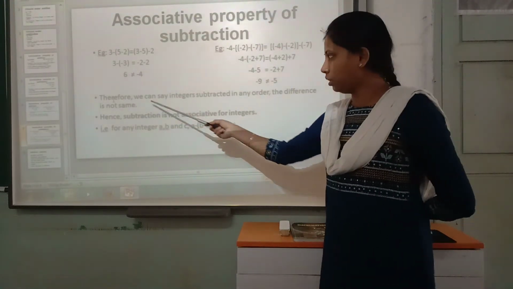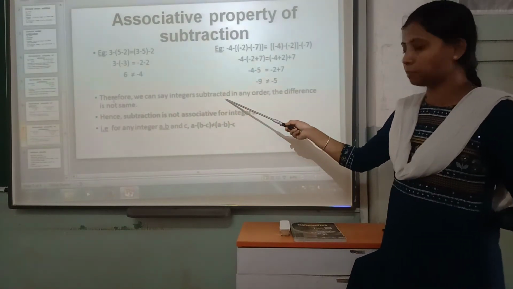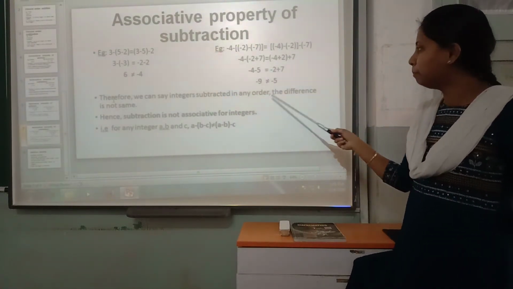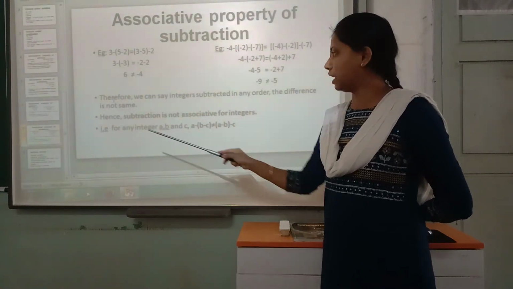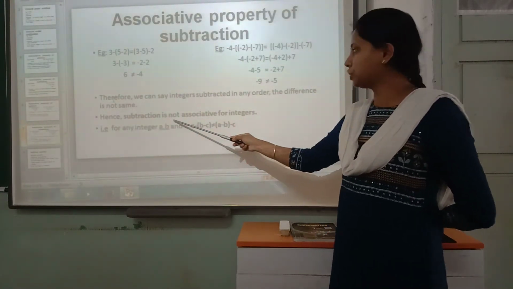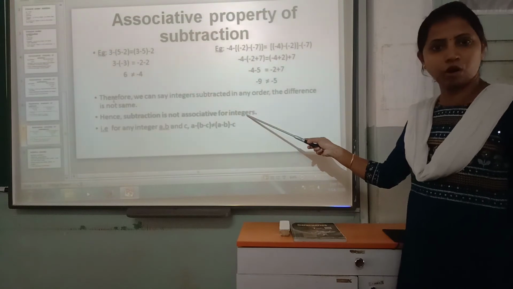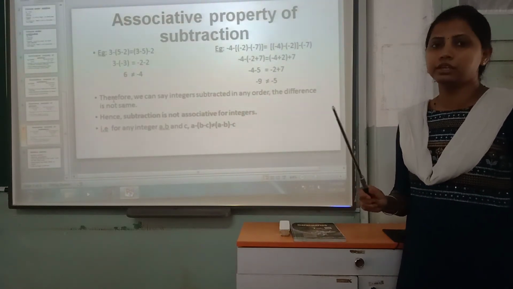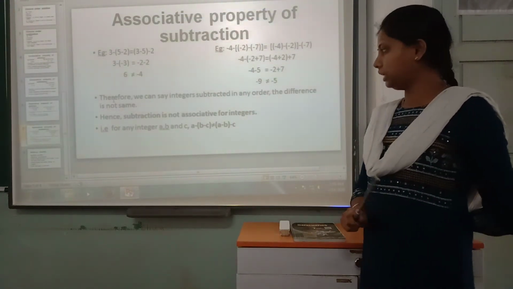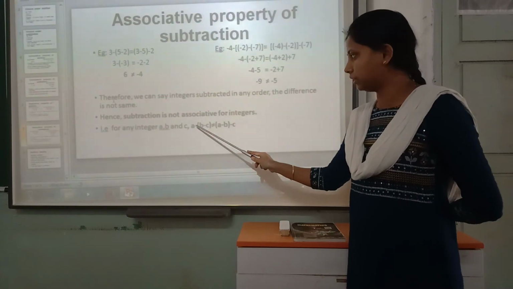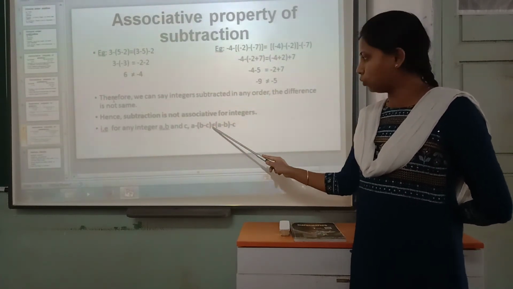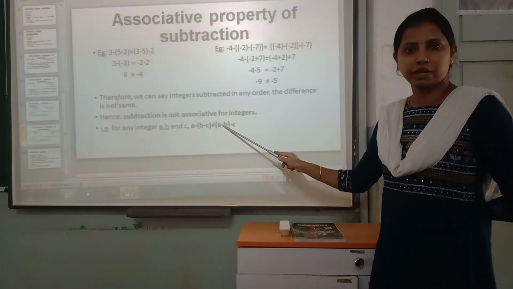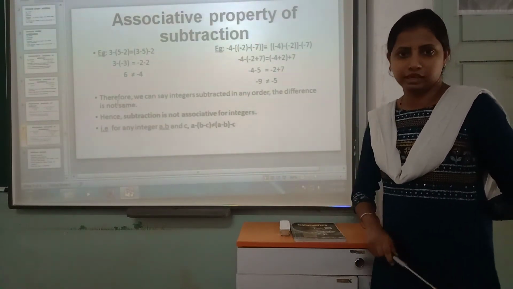So therefore, we can say that when integers are subtracted with different grouping, the difference is not the same. Hence, subtraction is not associative for integers. So you have to remember this: a − (b − c) is not equal to (a − b) − c.